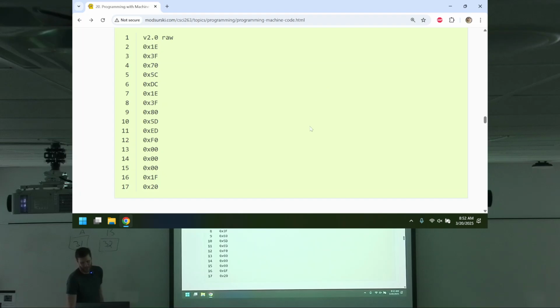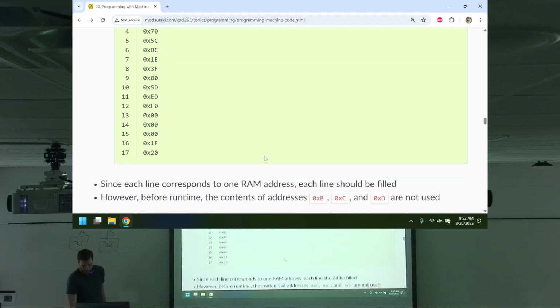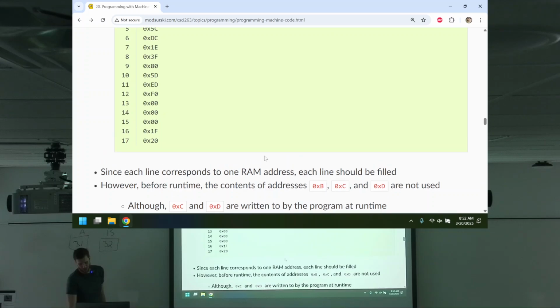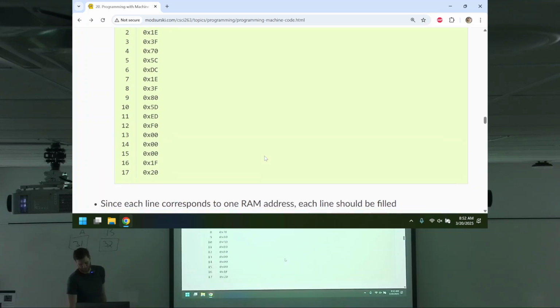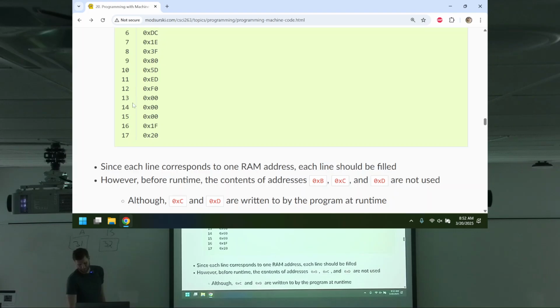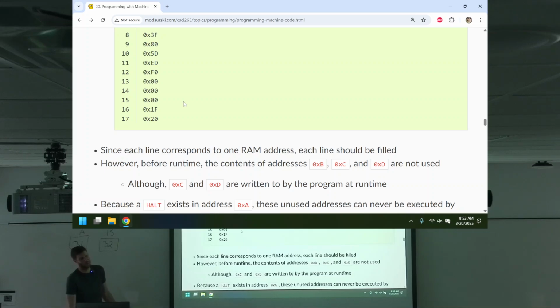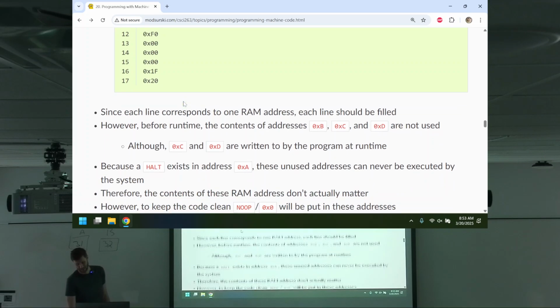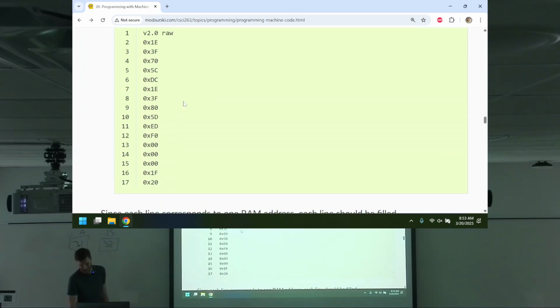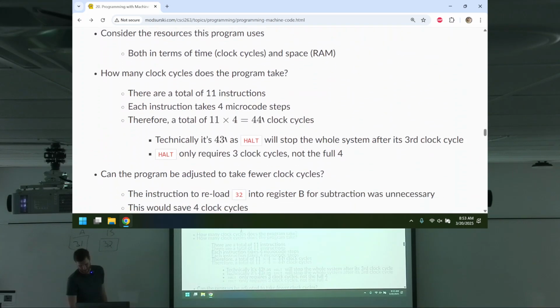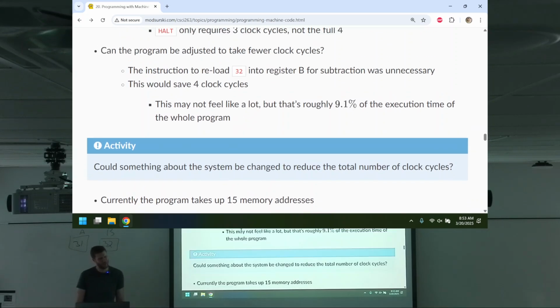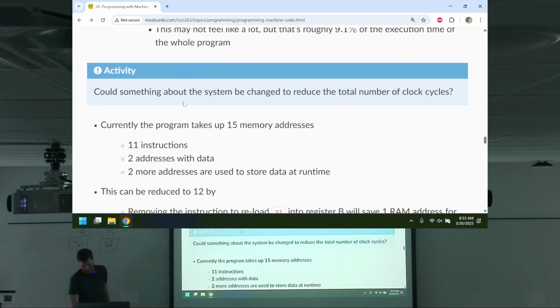So reloading the data 32 into B, we could cut that and save 9.1% of the runtime. It's kind of a big deal. Any questions about that? Or was that painfully obvious? All right, it's neither.